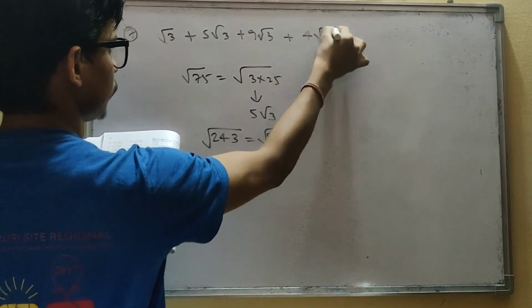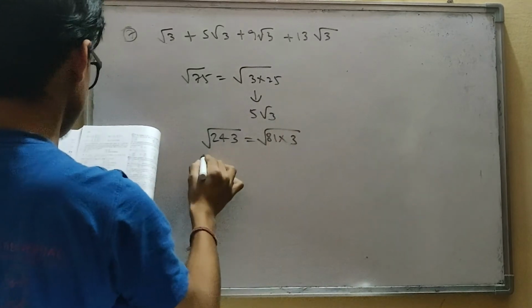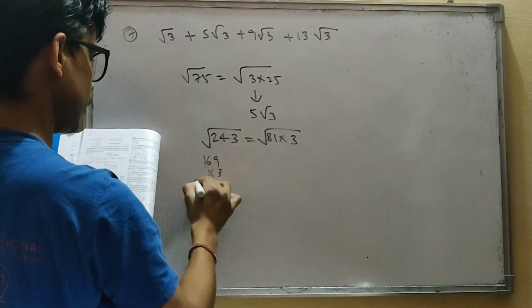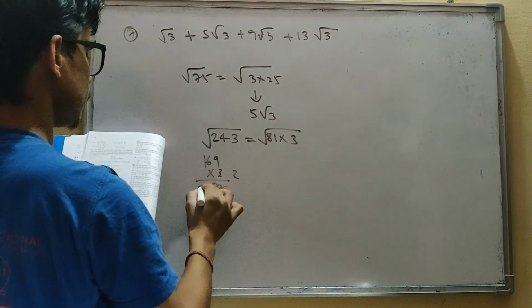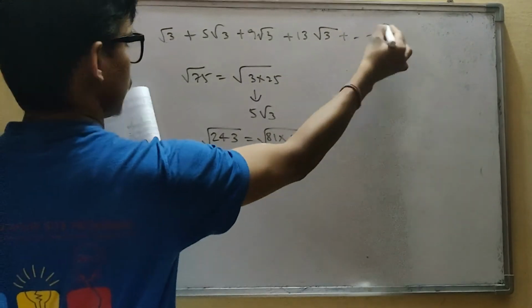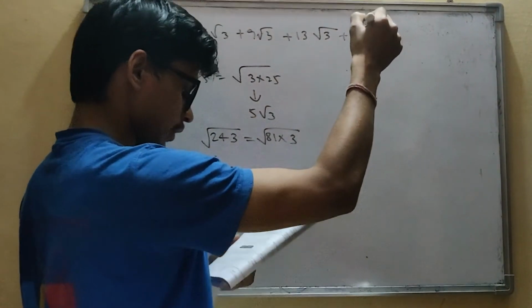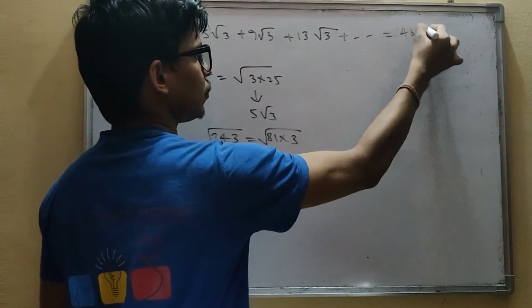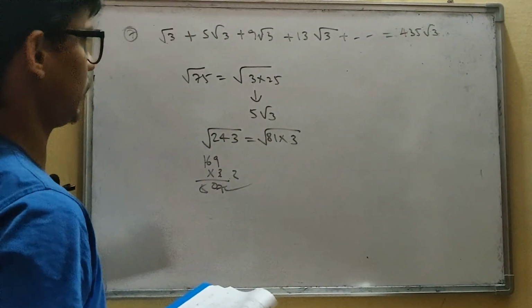And I guess you will do it like this. It is going to be 13 root 3, because 13 squared is 169 into 3. So 3 9s are 27, 7 carry 2. Yes, it is. So this is how it is going on. And the sum of this particular series is 435 root 3. And we are supposed to calculate the value of n. How many terms are there?